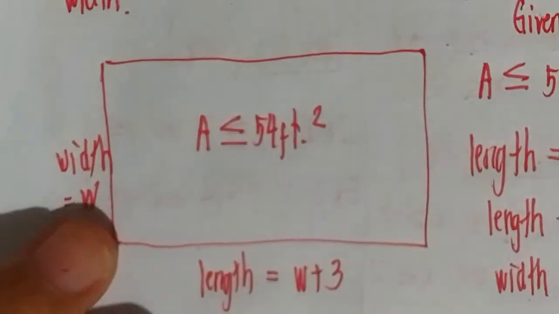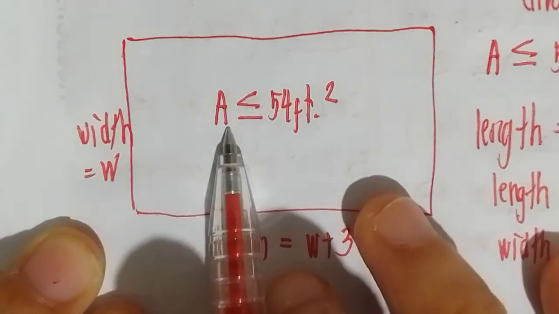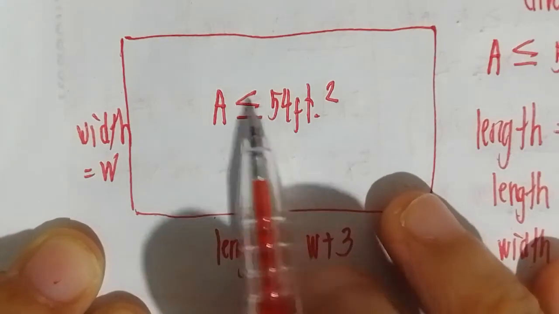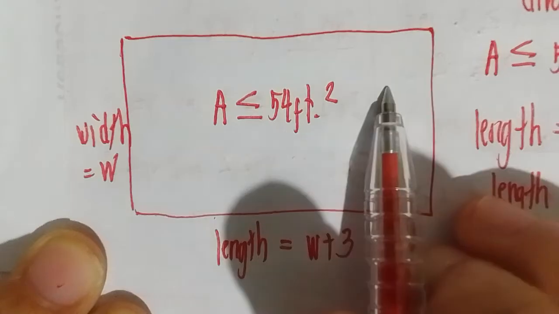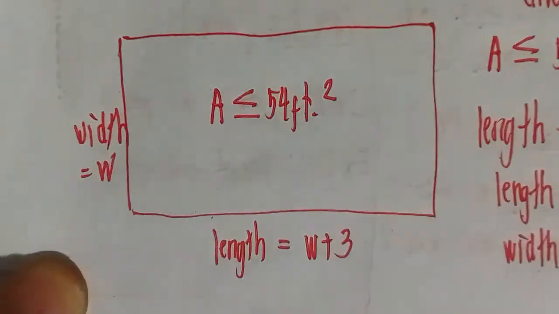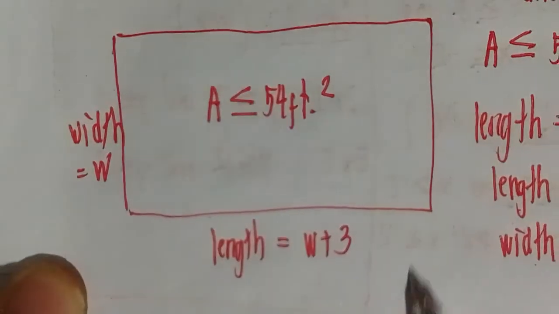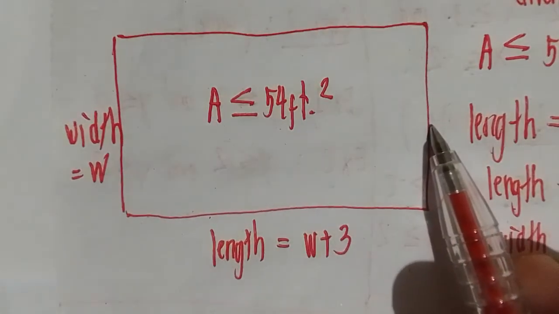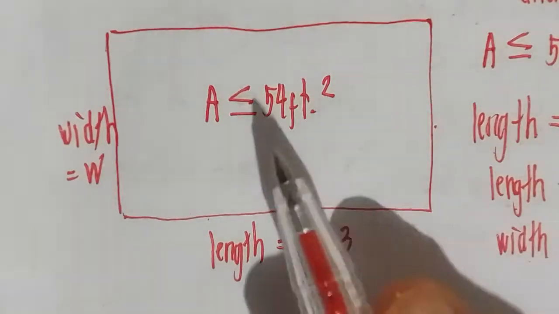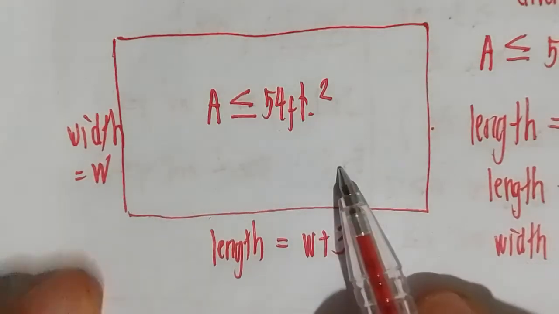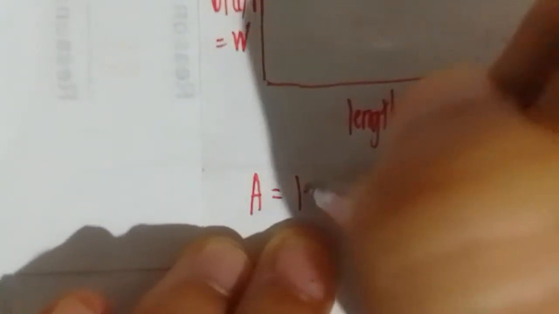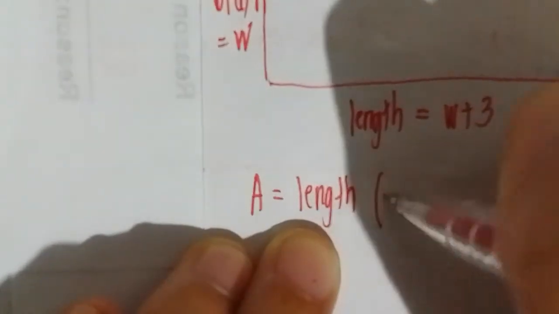In the problem, the area of the garden is less than or equal to 54 feet squared. You make an equation from this, which will serve as a guide for making the quadratic inequality, because we are talking about the area of the garden. So we follow this. Remember that the area of a rectangle is equal to length times width.